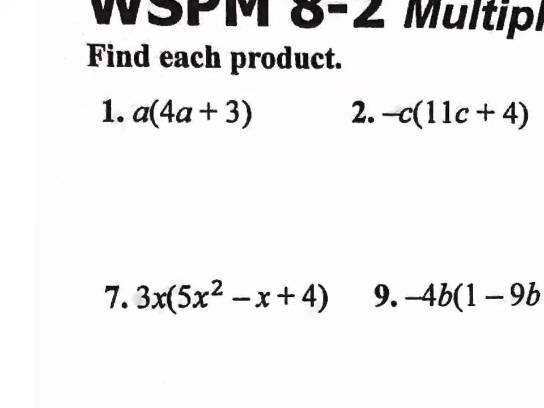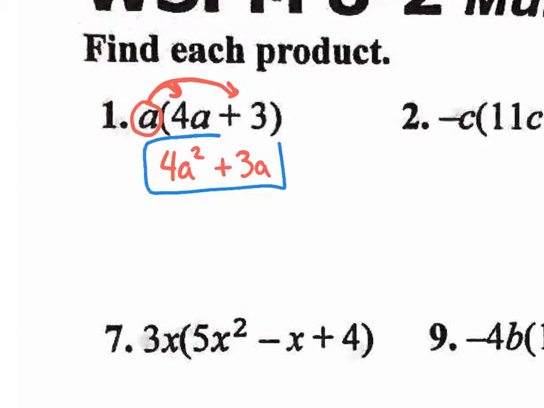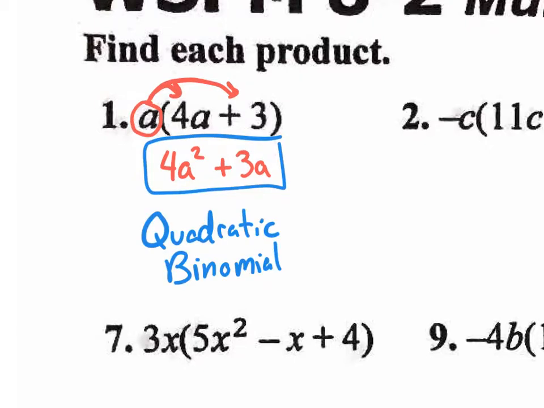Number 1, it's really easy. You just take whatever's on the outside, which is a, and there's multiplication. So a times the binomial 4a plus 3. So you're going to distribute a times 4a, that is 4a squared. Okay? And then a times 3, that is 3a. And that's it. You're done. The only other thing you could do for practice is to classify it, first and last name. So that would be a quadratic binomial.